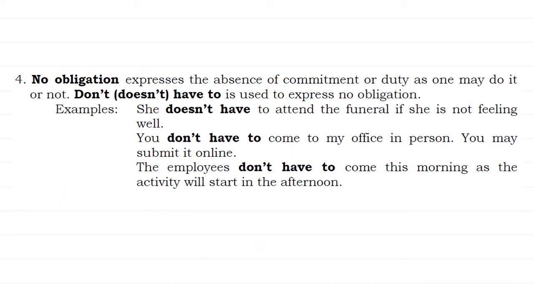If we have modals that express obligation, we also have modals for no obligation. No obligation expresses the absence of commitment or duty, as one may do it or not. Don't have to, or doesn't have to is used to express no obligation. Don't have to is used for plural subject, and doesn't have to is used for singular subject.